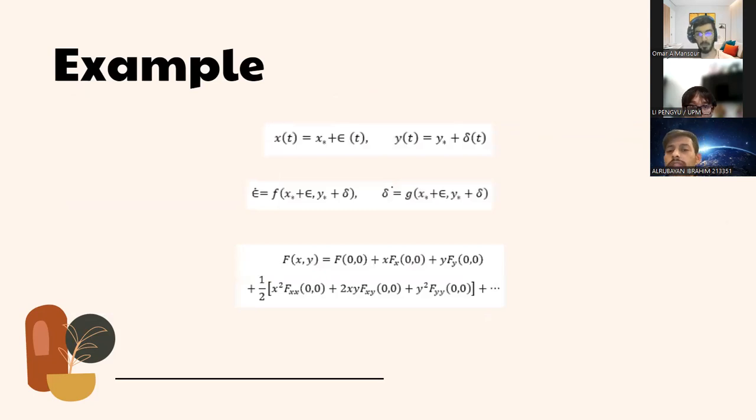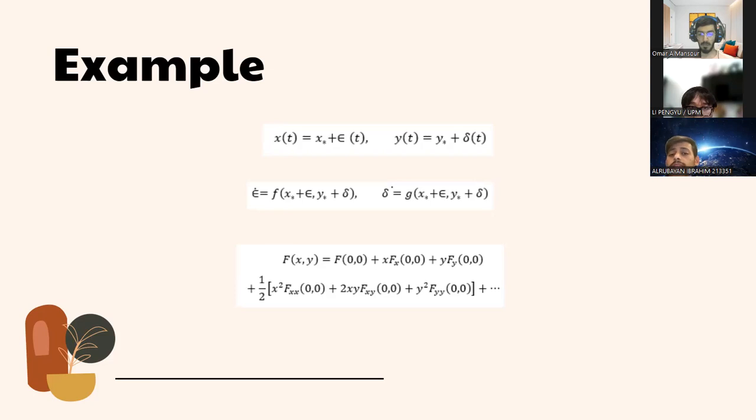And here, almost the same equation, but in differential form. So x(t) equals x star plus epsilon(t), and y(t) equals y star plus delta(t). And the third one is epsilon dot equals f of x star plus epsilon, y star plus delta. As you can see, delta dot equals g of x star plus epsilon, y star plus delta.